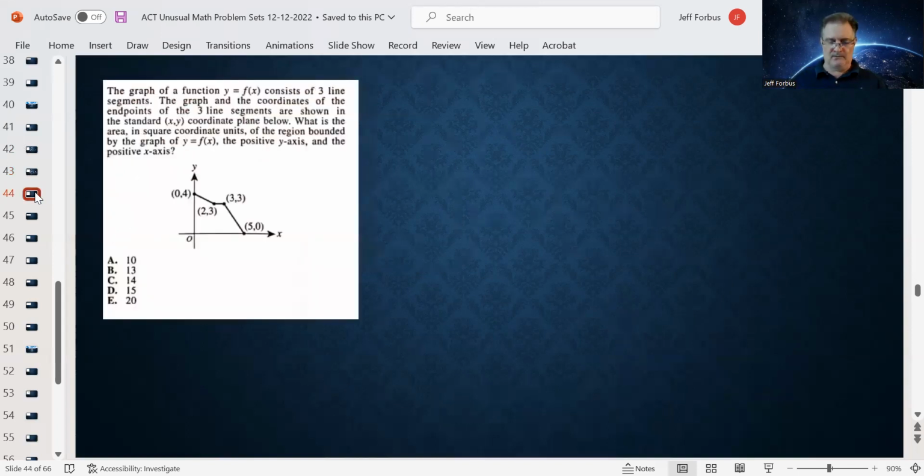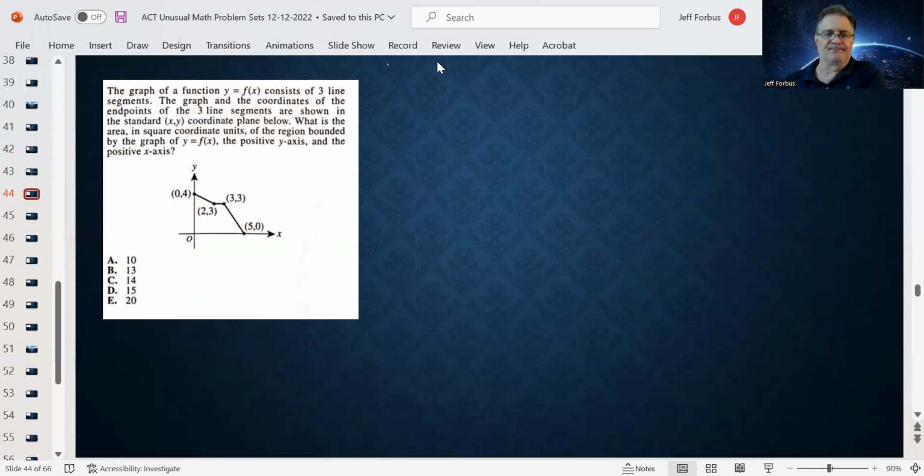Alrighty. So we have this particular question, which says the graph of the function y is equal to f of x consists of 3 line segments. The graph and the coordinates of the endpoints of the 3 line segments are shown in the standard plane below. What is the area in square coordinate units of the region bounded by the graph of y is equal to f of x, the positive y-axis, and the positive x-axis?